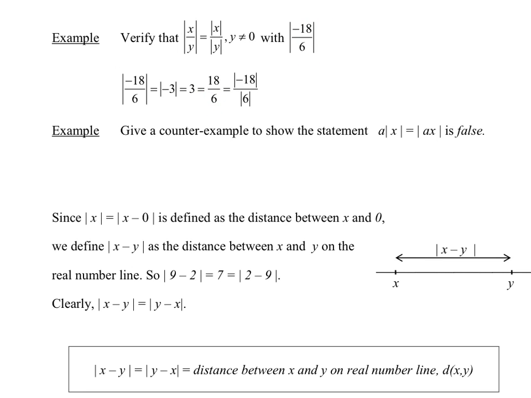That's going to be equal to 3, and that's the same as what you would get if you did the absolute value of -18 over 6. -18 over 6 would be -3. Absolute value of -3 would be 3. So it's the same thing.